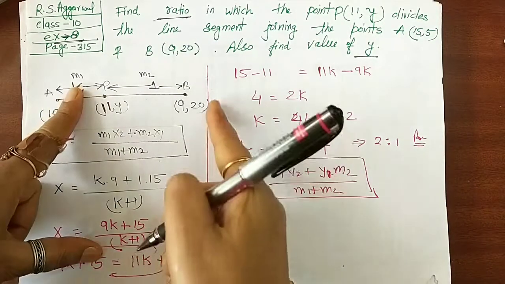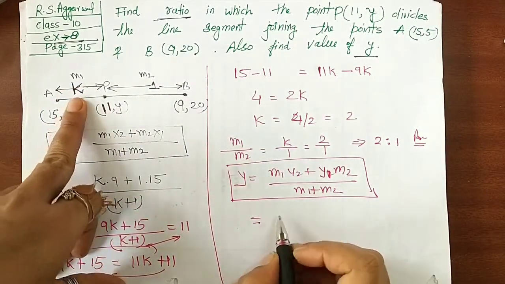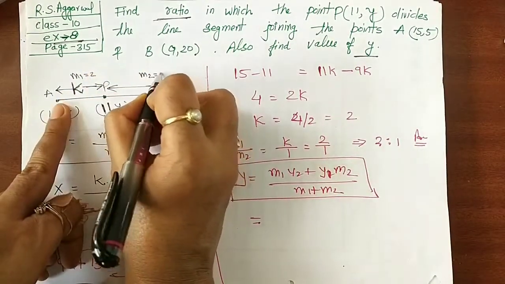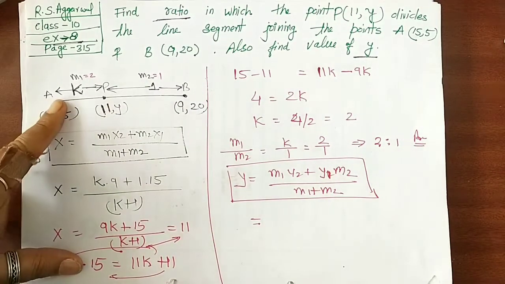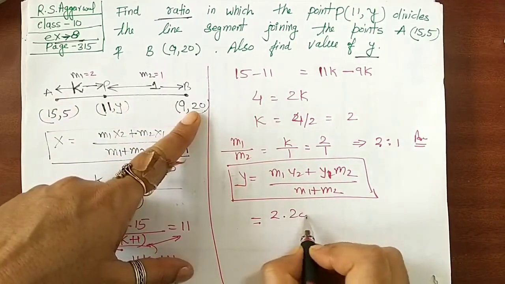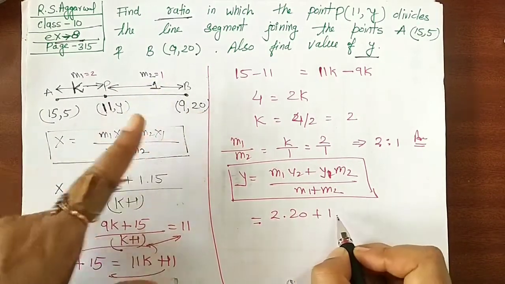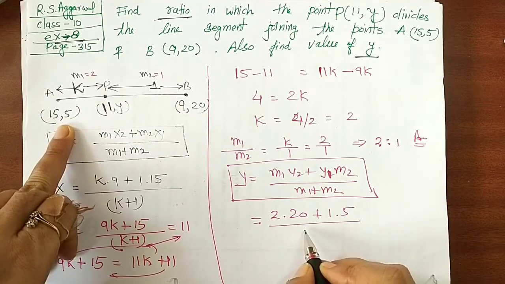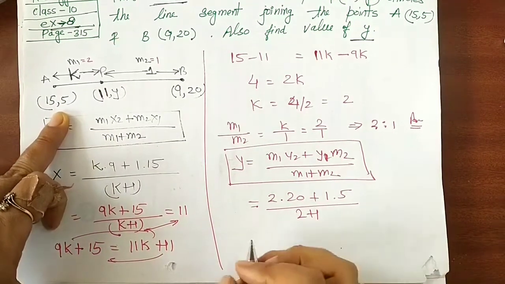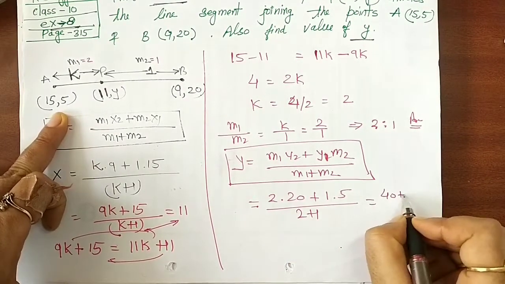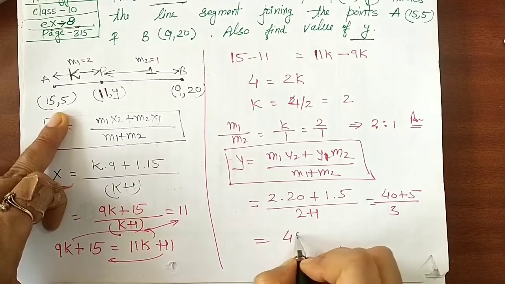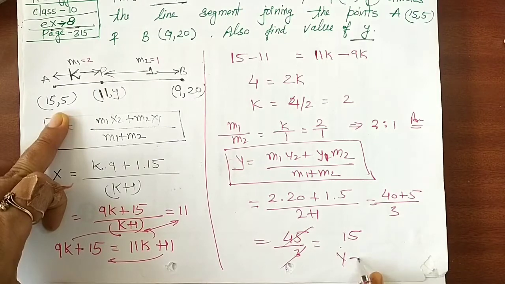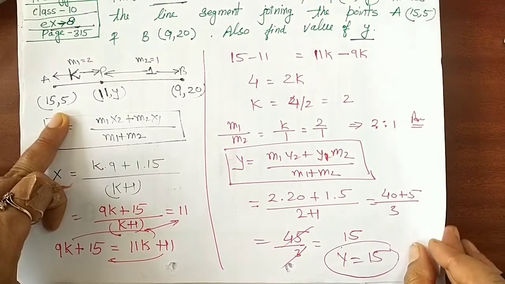With m1 y2: my m1, I know, is 2 now. This is my 2 and this is my 1 now. So I'm going to use it. So 2 into y2, which is 20, plus y1, which is 1 into 5. m1 plus m2 is 2 plus 1, which is 3. It will be 40 plus 5 by 3, which is 45 by 3, which is nothing but 15. So I got my y value as 15. So this is my answer.